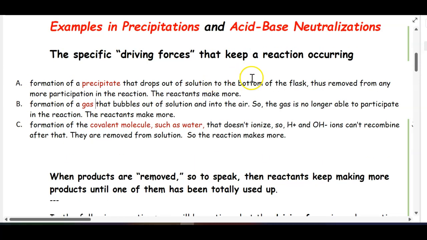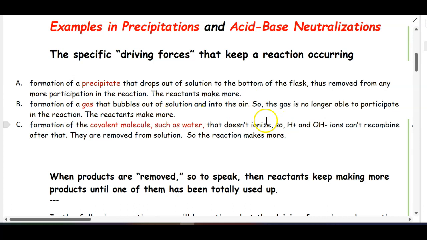There's some common driving forces that keep a reaction going. One is the formation of a precipitate, that is a solid, that when you pour things together, one of them isn't soluble, and so it drops out of solution to the bottom of the flask. And so that removes all of that product from participation in the reaction. So the reaction makes more. Oh, this sounds almost human, right? As soon as I want some more product, I just make some more. Then I make some more. When it's used up, I make some more.